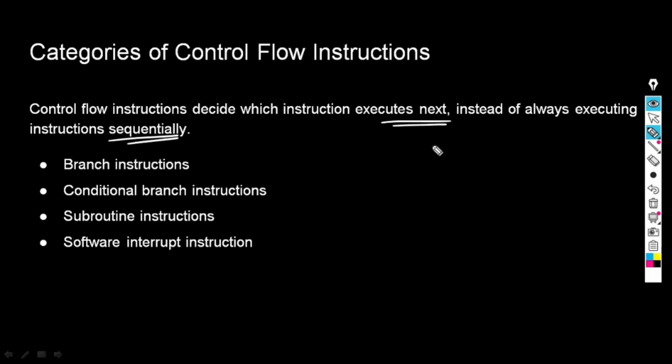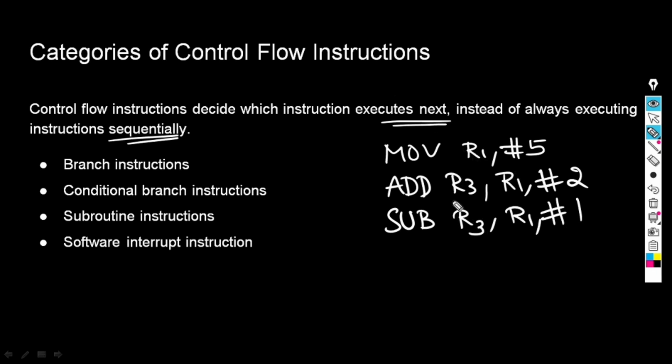So what does this mean? Let's assume we have some set of instructions. In which order will these instructions be executed? First this will get executed, then this will get executed, followed by that this instruction will be executed. So what does that mean? All instructions here are getting executed sequentially.